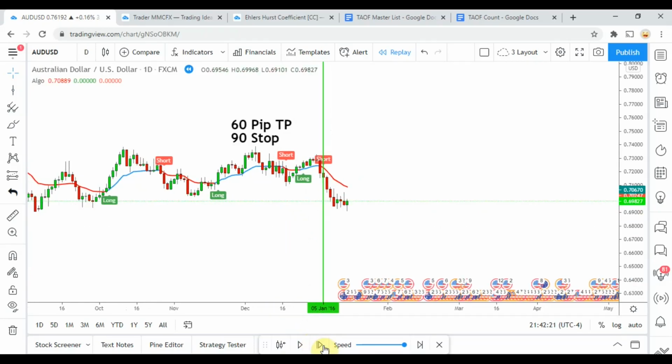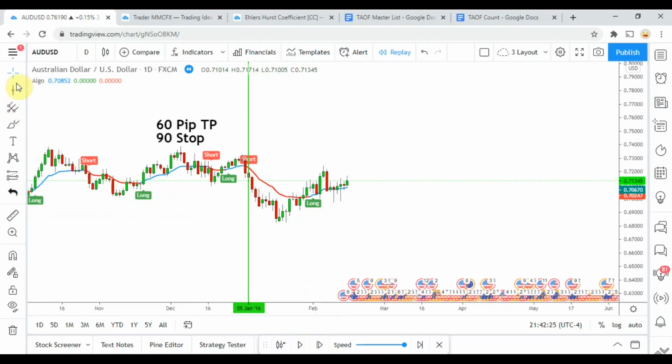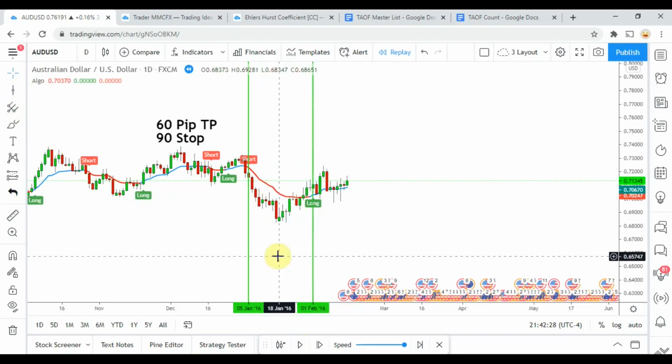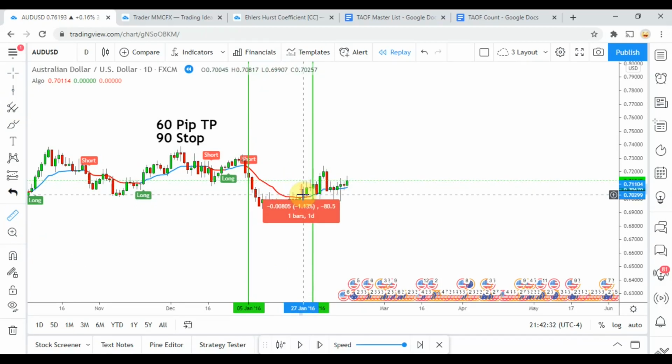So there's the first signal right there, and that one definitely got us to take profit rather quickly. Then we pick up another signal right here. Looks like it backpedals for just a moment.